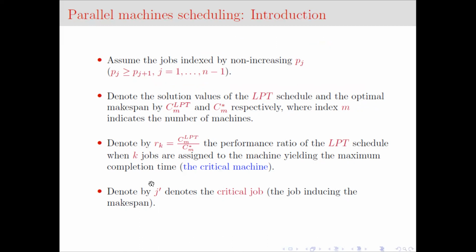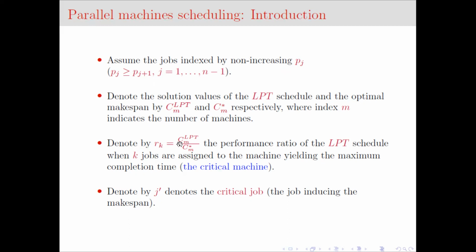Assume the jobs are indexed in decreasing order, or let's say non-increasing order. So from now on, P1 is greater or equal to P2, and so on, up to Pn. Let us denote by C_max^LPT and C_max^* the makespan given by the LPT rule and the makespan given by the optimal solution. Then we are looking for the performance ratio, the ratio C^LPT divided by C^*.